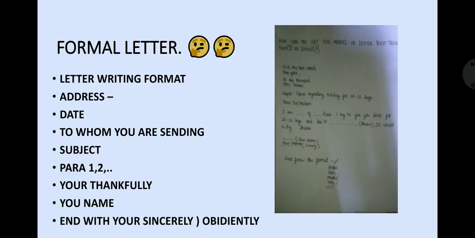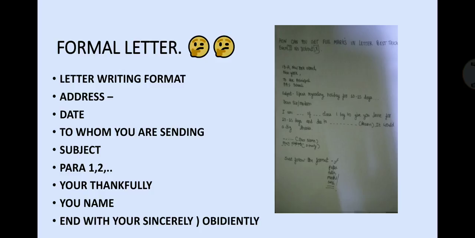And next is, you have to write your thanks, that it would be a very big thank you if you do so. Then you have to write your name, and then you have to close and end your letter by writing yours sincerely, yours obediently, yours respectfully, like this.